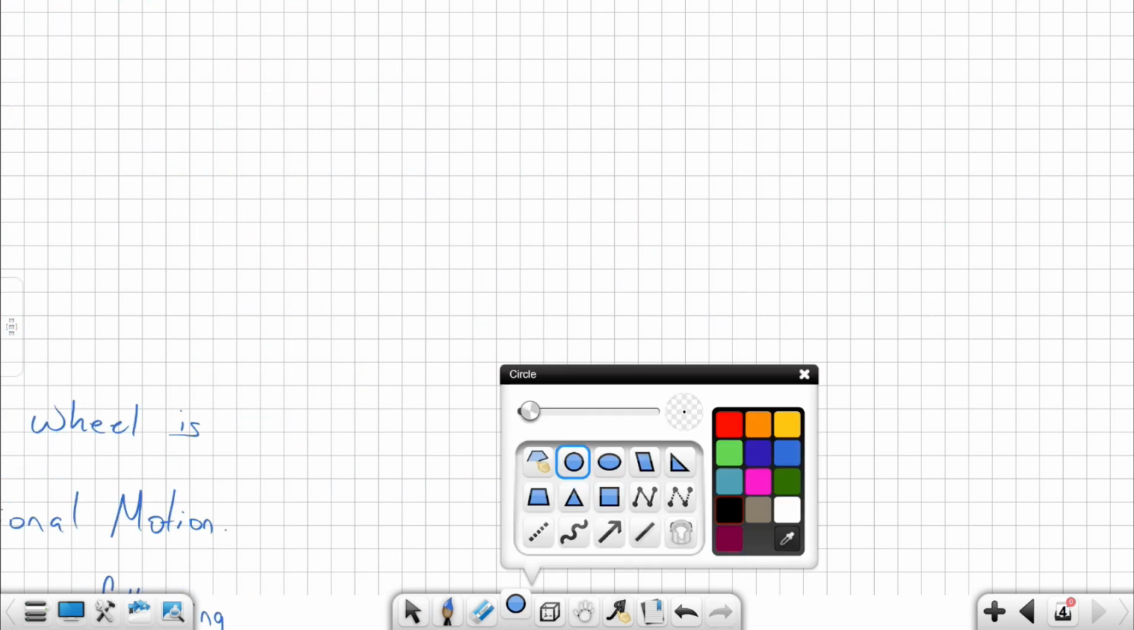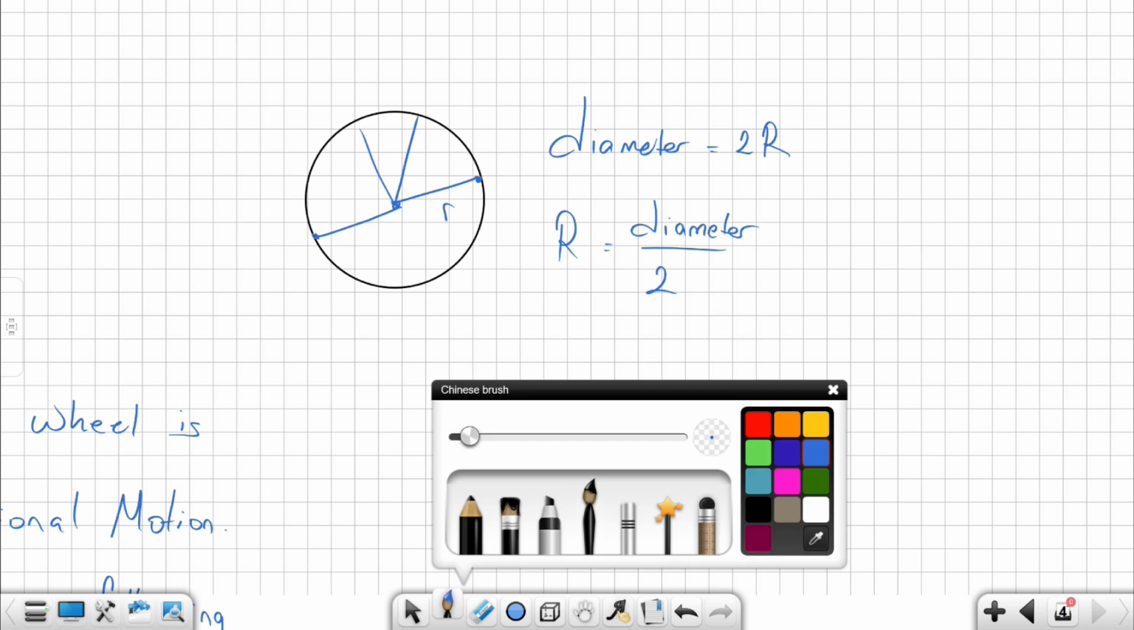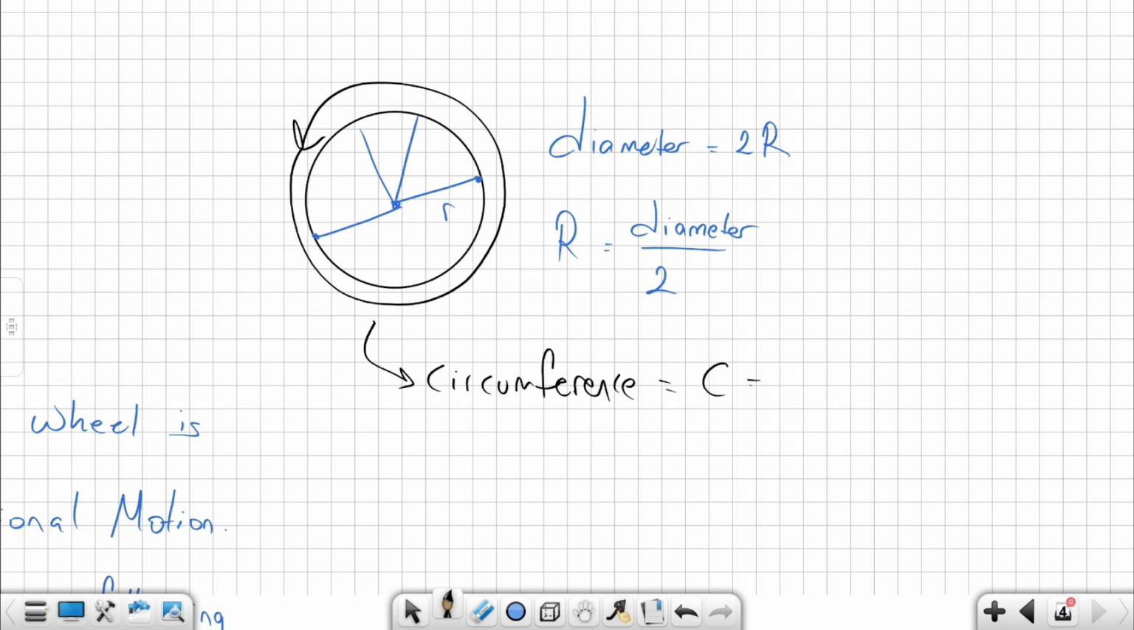Let's remember some properties of a circle from mathematics. Every point has the same distance from the center. This distance is called the radius. From one end to the other end is called the diameter, and diameter is equal to 2 times radius. So you can say that radius is equal to diameter divided by 2. The distance around a circle is called the circumference. Circumference is C, which is equal to 2 pi r.